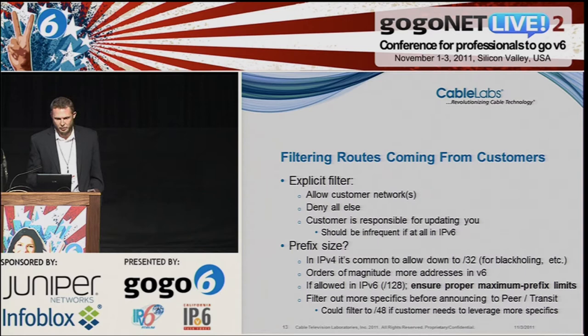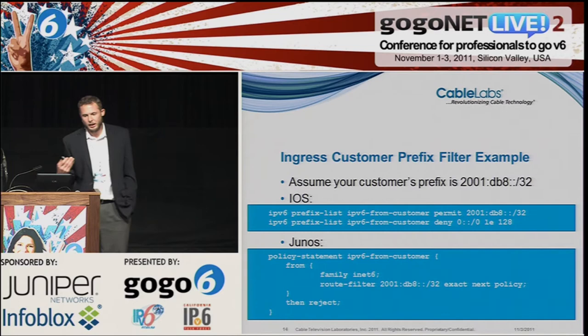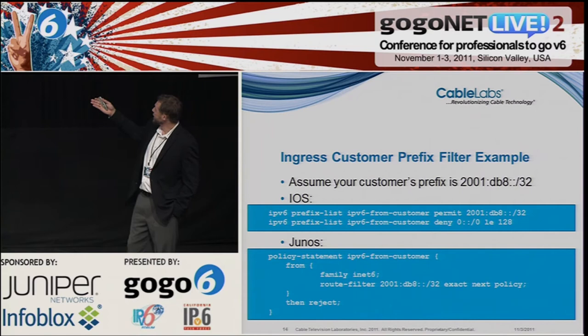Again, here's a quick example of just what an IOS and a Junos config looks like. So there's a little bit of difference here. Obviously, it's an IPv6 prefix list, and you've got an IPv6 address. And then in Junos policy, you've got family inet6. Other than that, everything works just how it does with IPv4.